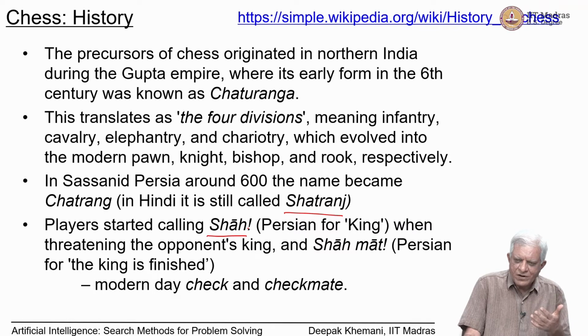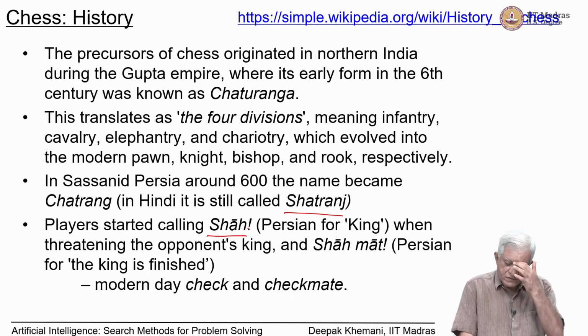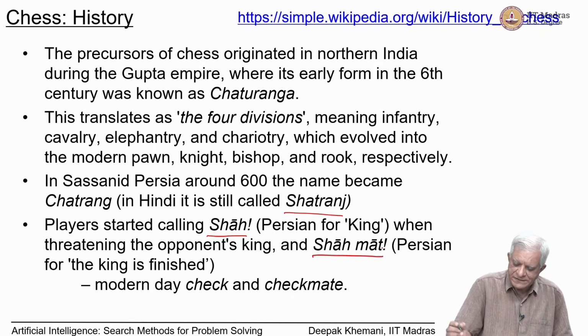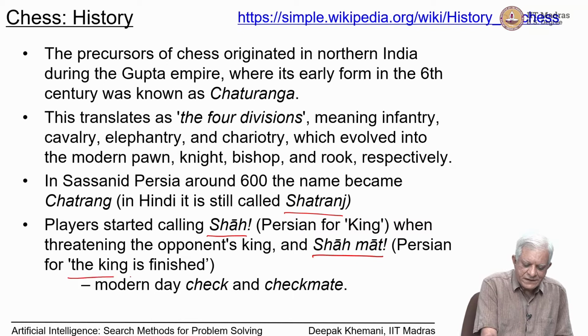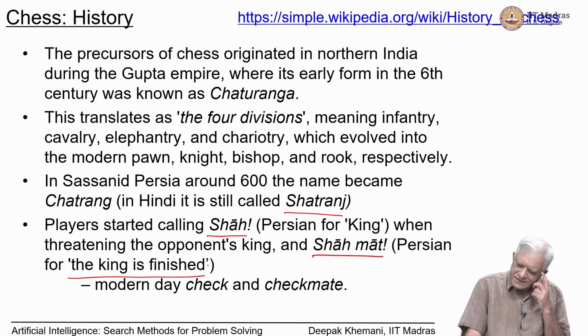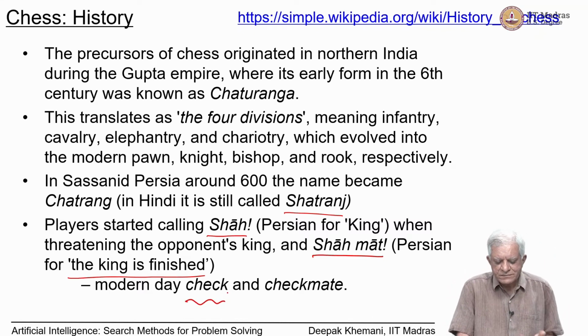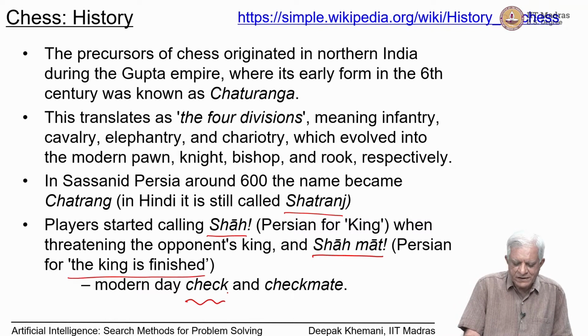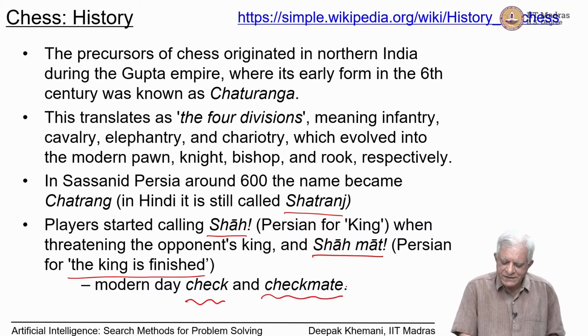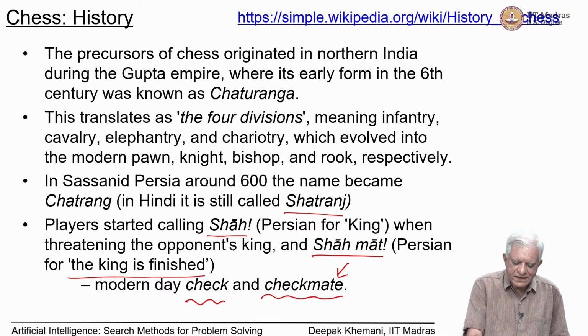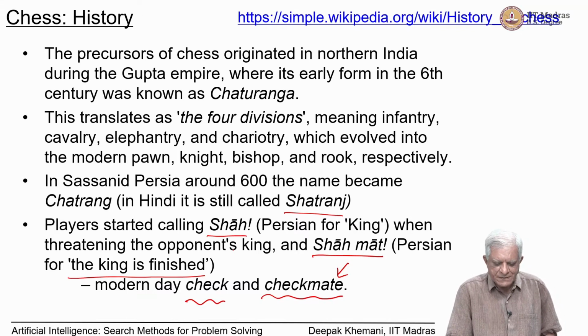So, when you were threatening the opponent's king, then it became a rule in chess to utter the word Shah essentially. And if you manage to subdue the opponent's king, then it became Shah Mat essentially, which means in Persian that the king is finished. So, this word Shah translated eventually in English to check. So, if you have played chess, then you know that you have to say check when you are attacking the opponent's king, and if you manage to finish the king, then you say the king has been checkmated. So, you can see that the word has come from there. The word check comes from Shah and the word checkmate comes from Shah Mat.